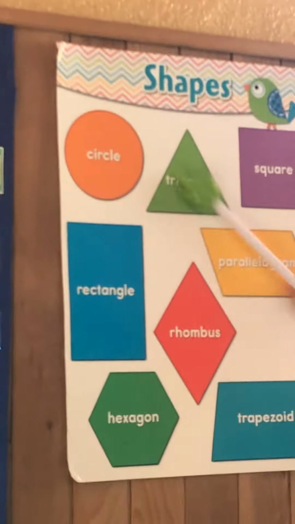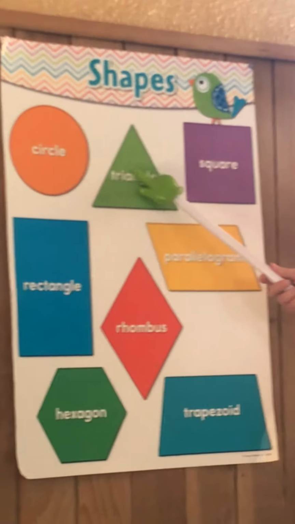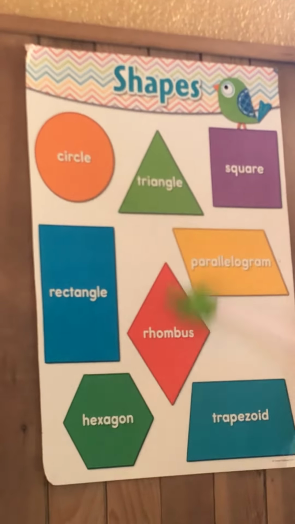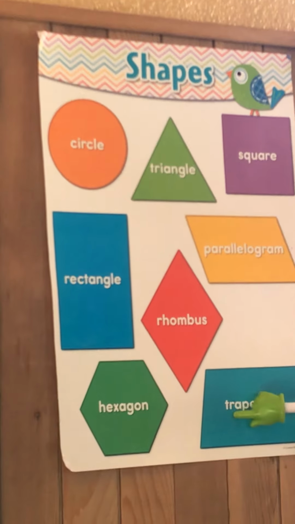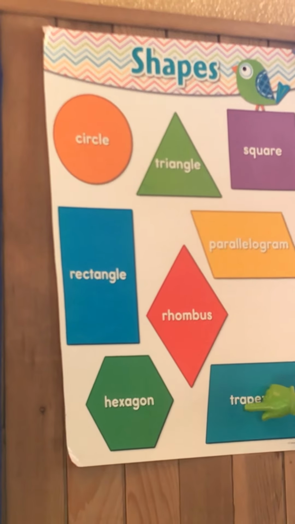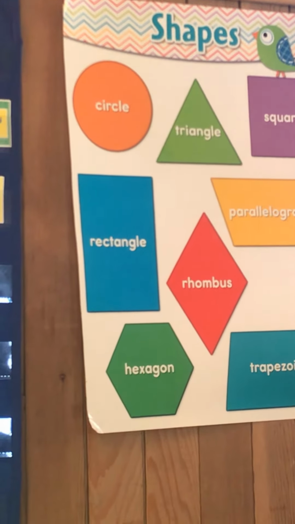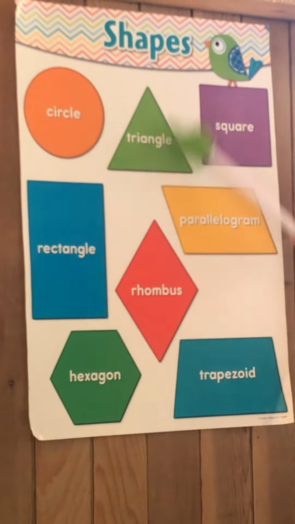Okay, Haley. What shape is the green shape? Triangle. Okay. Holly, your turn. Trapezoid. Very good. Okay, next.